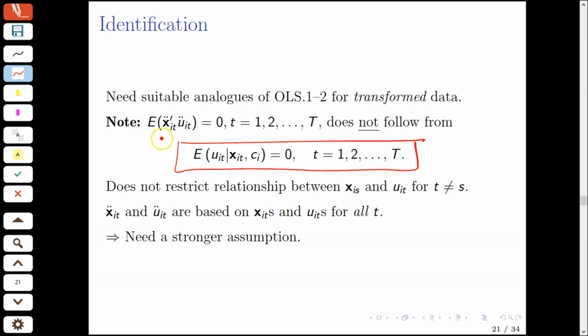However, when we look at these within transformed variables, both of these include time demeaning and are therefore based on the xits and uits in all time periods. Hence, when we expand on this product, we must necessarily encounter products of xit and uis for different time periods, that is, t different than s. So we need a stronger assumption.